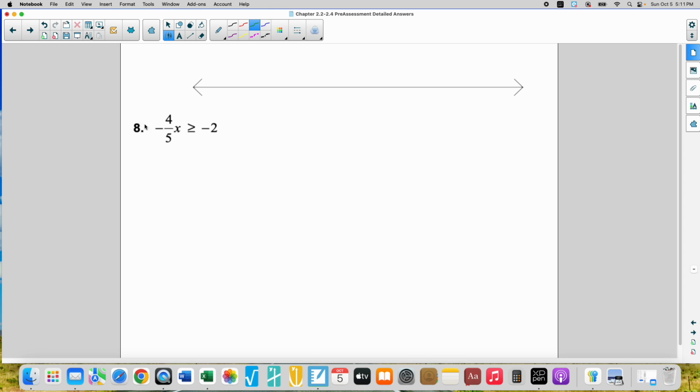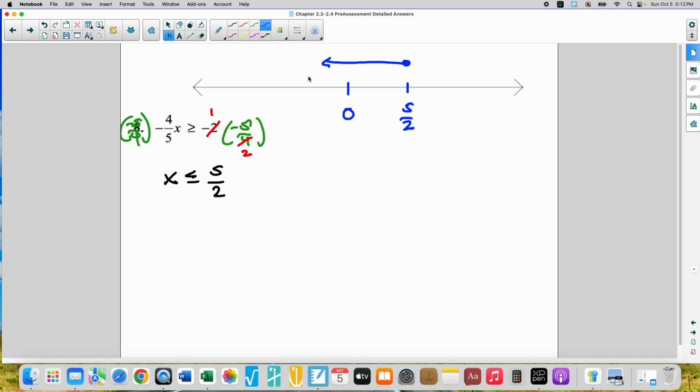We're going to multiply both sides by the reciprocal, which is negative 5/4. Negative 5/4. 4 in the denominator, 2 in the numerator. 1, 2 leaves us with x. We have to flip because we multiply both sides, and we have a negative times a negative, which is positive. You have 1 times 5 is 5 over 2. So that is our answer. That's a little tricky one right there. 5 over 2, closed circle, going to the left, less than.